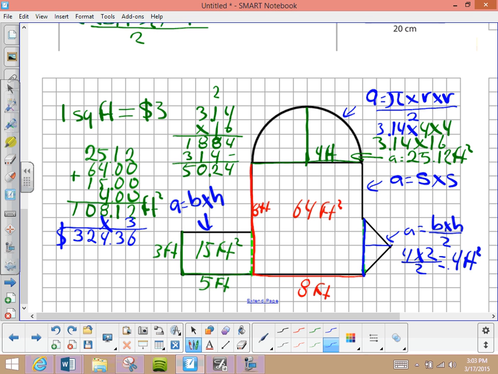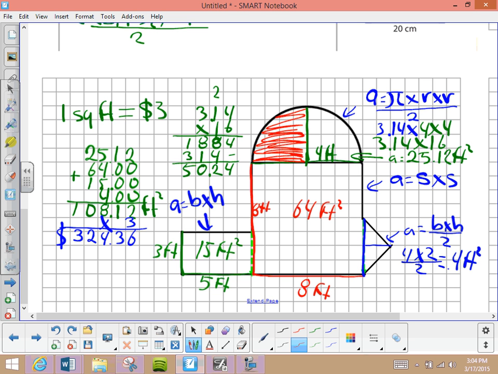Now tell me, let's say that I didn't want to cover this part with lawn. What would I do to find the area of whatever is left? By what? Why did we divide by 2 when we had a semicircle? Because it was half.